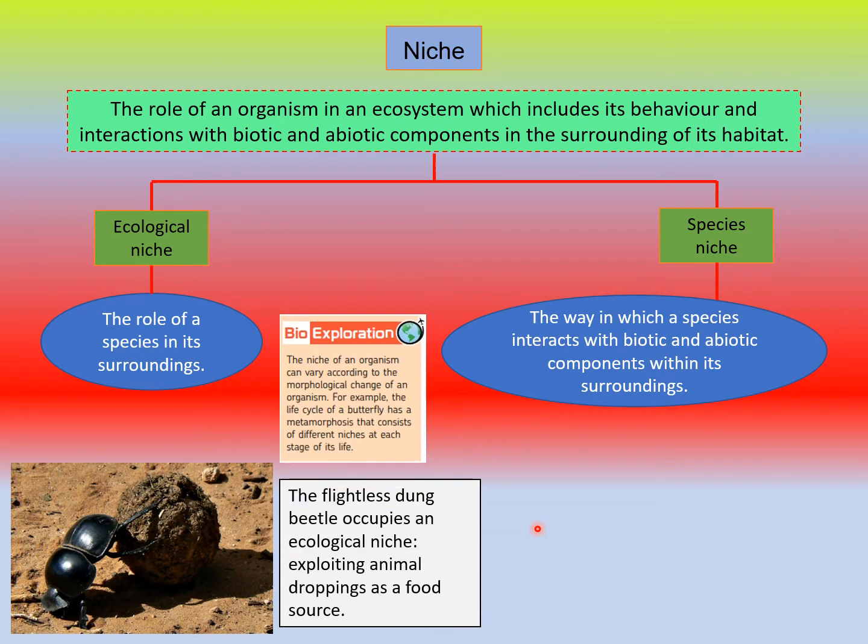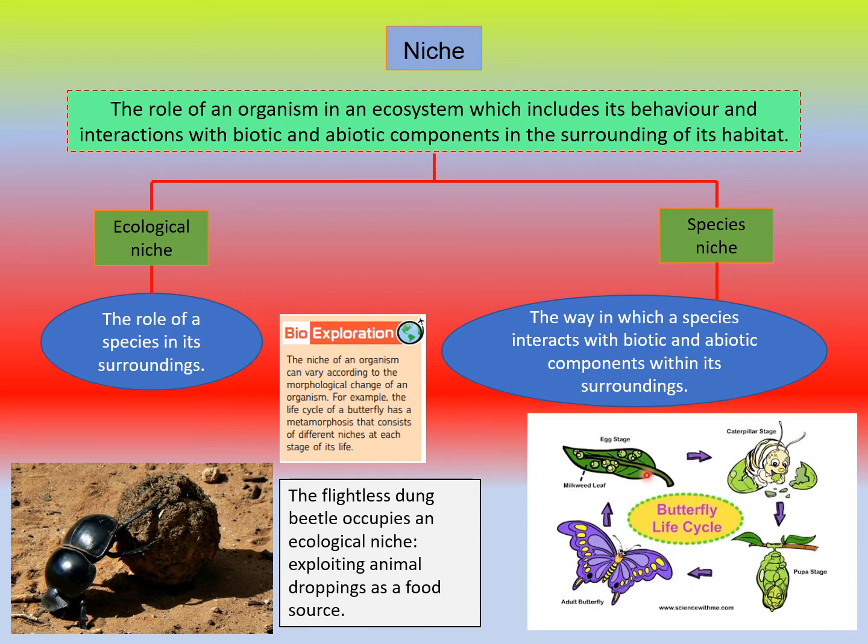The niche of an organism can vary according to the morphological changes of an organism. For example, the life cycle of a butterfly has a metamorphosis that consists of different niches at each stage of its life. For example, egg stage, caterpillar stage, pupa stage, and adult butterfly.